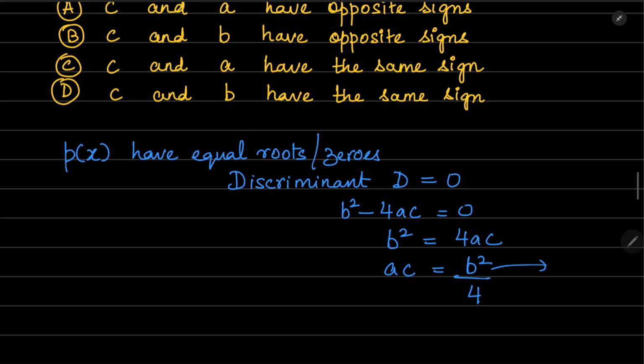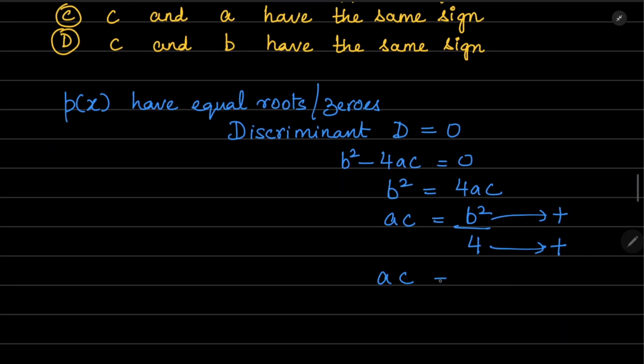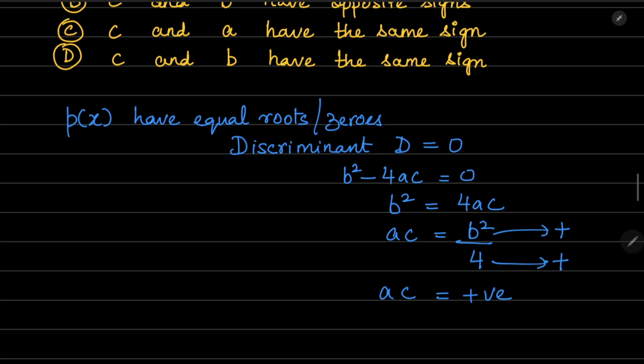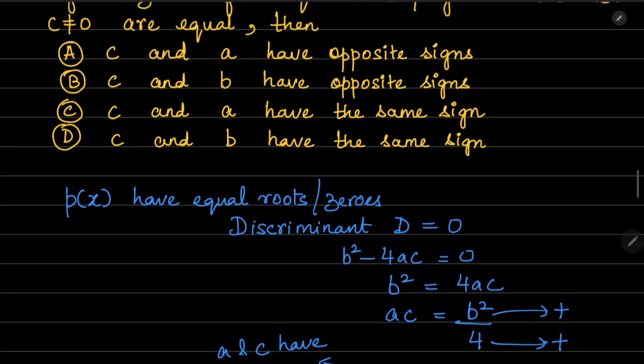Right? What is b square? Any number square is always going to be positive. 4 is also positive. So positive by positive, a and c will also be a positive number. So if a and c are positive, what do you mean by that? A and c have the same sign. So the option is C, a and c have the same sign. So option C is the correct answer.